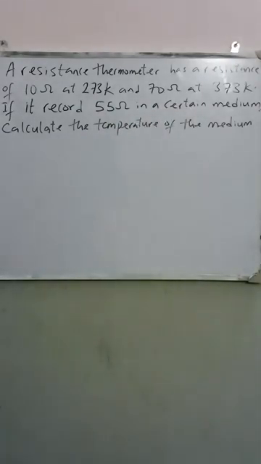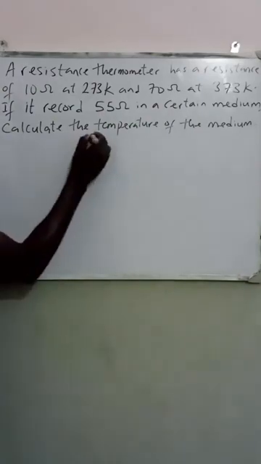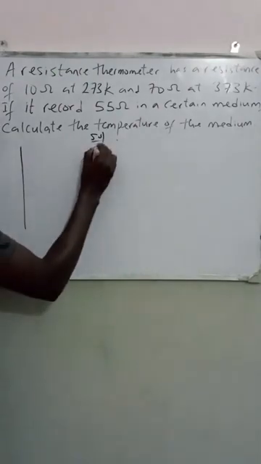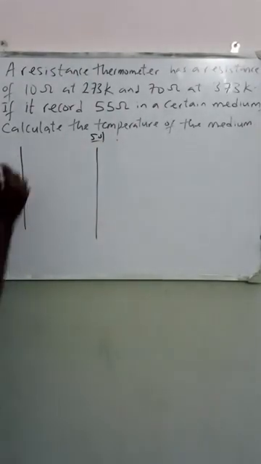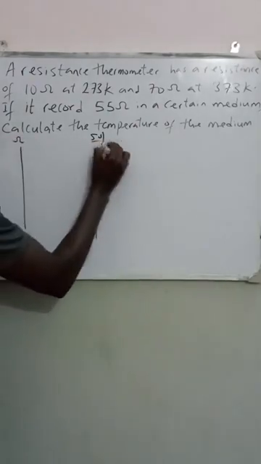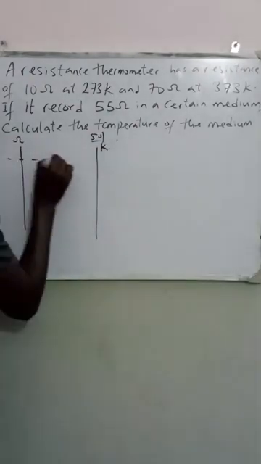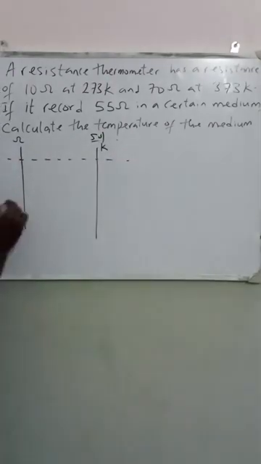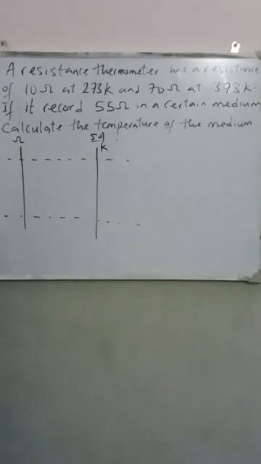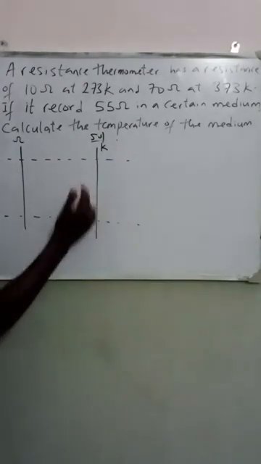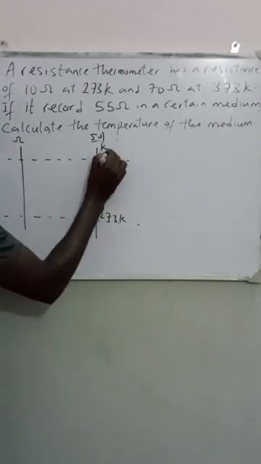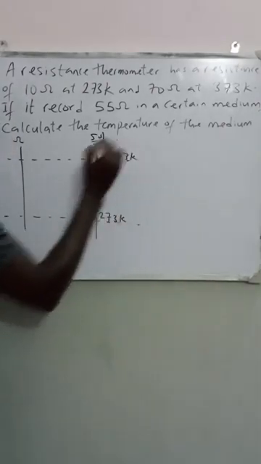Don't forget, always sketch your diagram. So let's sketch this diagram. We have two scales. One is resistance, in ohms, while the other one is Kelvin. So what happens at their upper fixed point, and also at their lower fixed point? For the Kelvin scale, don't forget the standard. This is 273 Kelvin, and this is 373 Kelvin.